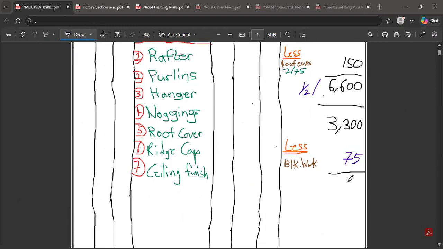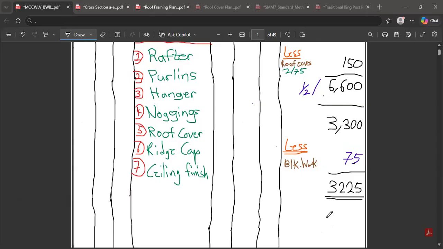3,225. Yes, that is 3,225 exactly. So now we know the actual length of one rafter. So that is the final answer. So we can just cut it under 2 like this. You see?